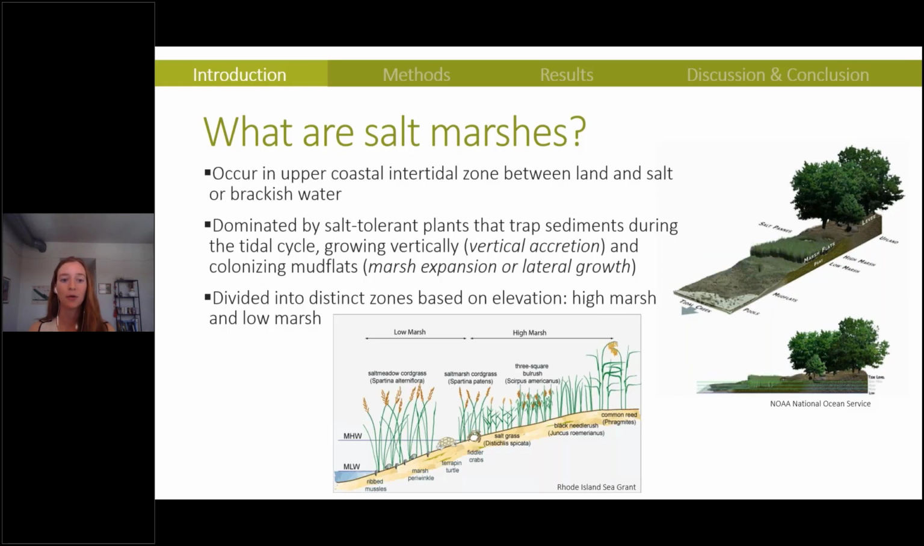Salt marsh plants can also grow laterally, expand, and colonize mudflats in the channels and grow the marsh laterally or horizontally. Because of the dynamic system where the tides really rule in the marsh systems, we tend to divide them into distinct zones based on elevation, so based on how frequently they get flooded by the tides. So we have high marsh and low marsh. As you'd expect, low marsh sits a little lower in elevation and gets flooded pretty frequently. It sits below the mean high water level. And high marsh gets flooded a little less frequently. Because of this distinct frequency of flooding, they harbor distinct flora and fauna species.